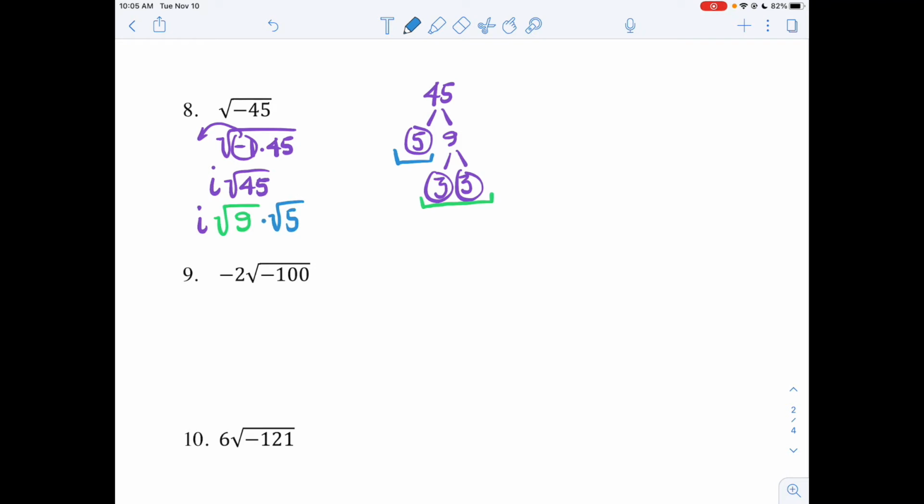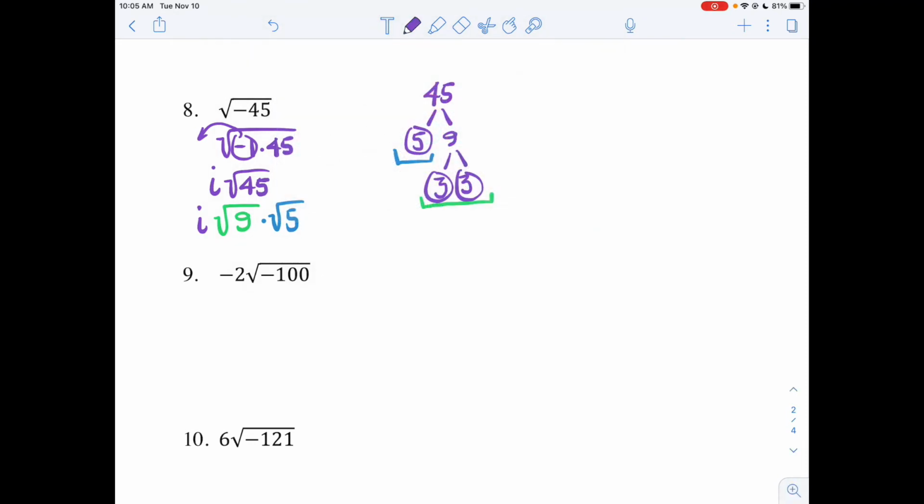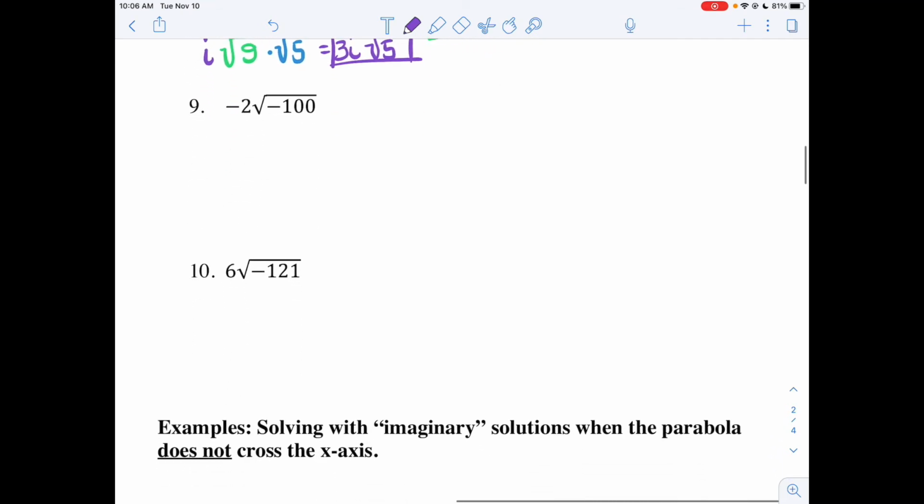And I know that the square root of 9 is 3, so I can rewrite this as i times 3, so 3i, and then finally the square root of 5. We can't do anything else with that, but we've simplified the radical because the number under the radical doesn't have any perfect squares left.